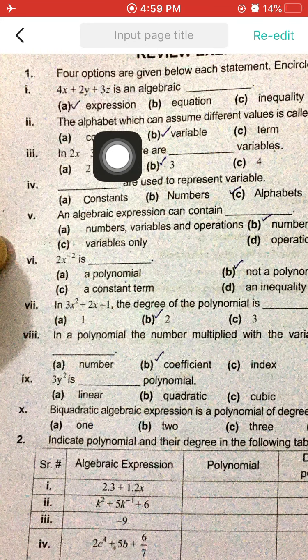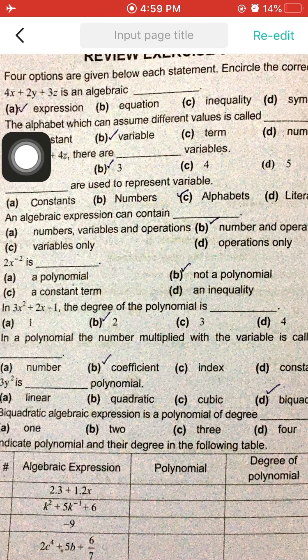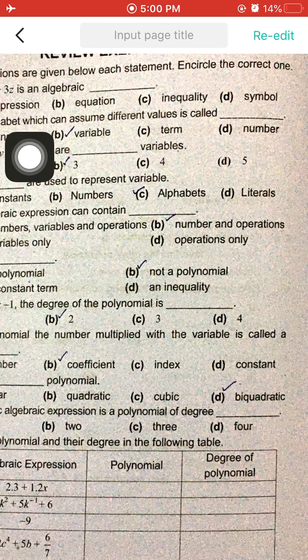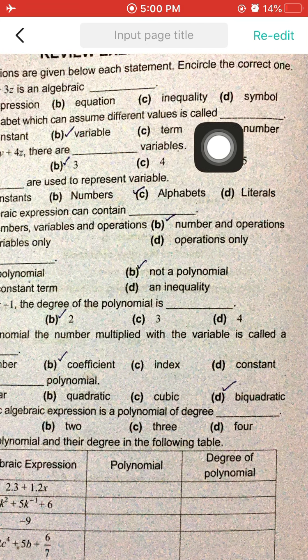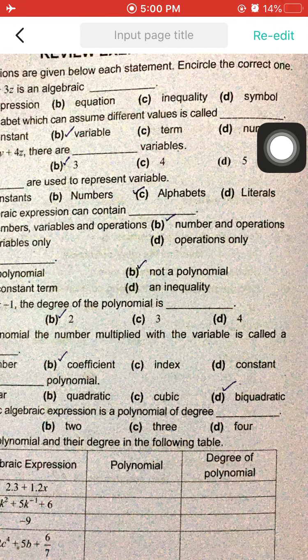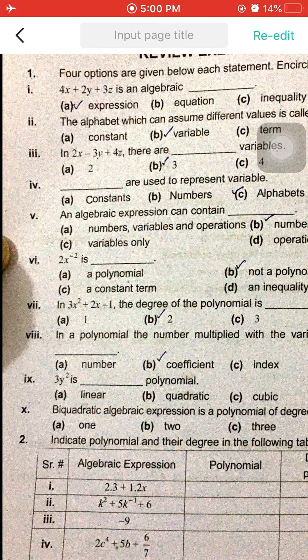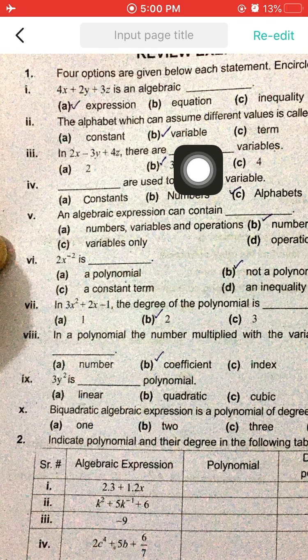Similarly, in the second part, the alphabet which can assume different values is called, if the sign or symbol or alphabet has a fixed value, that is called a constant. If they have different values, it means these are variables. So you will tick or circle variable.